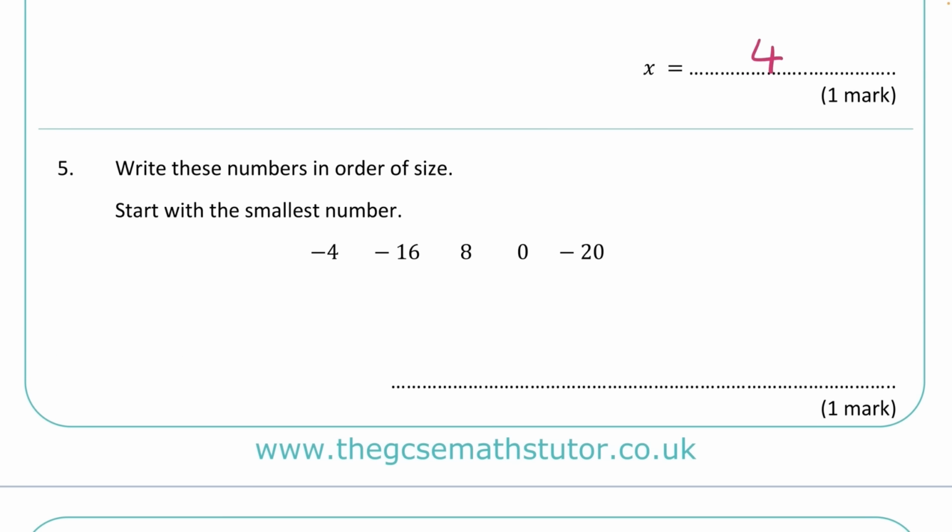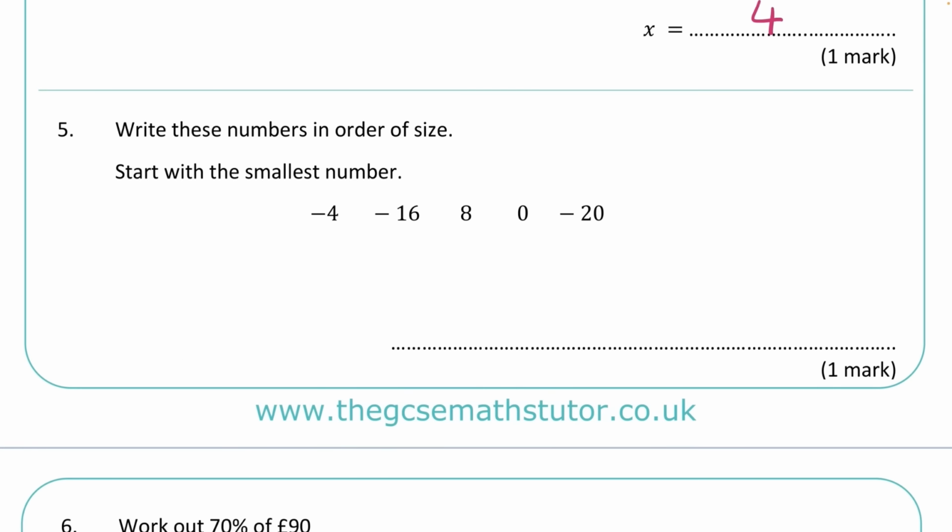Okay, question 5. Writing these numbers in order of size, so we have negative numbers here. So we're looking for the largest negative to start with. So the largest negative is over here, negative 20. So that'd have to be our first one, negative 20. And then we're looking for our next largest negative, so negative 16. And it's always a good idea to sort of tick them off as you go, just to make sure we don't miss any. We then have negative 4.